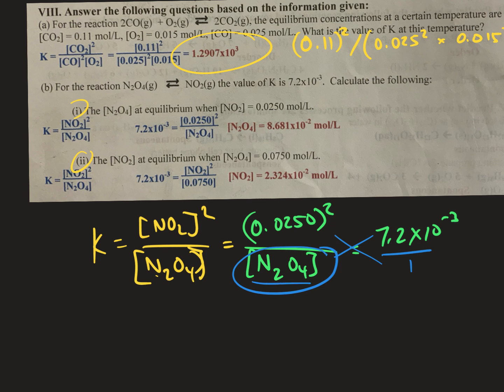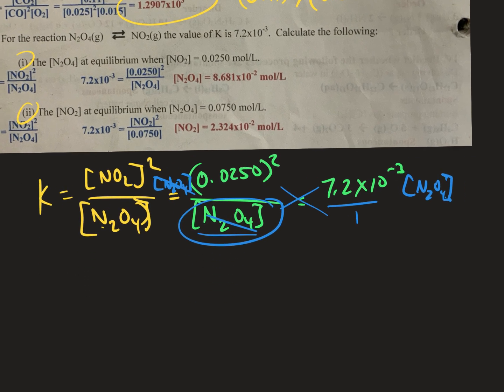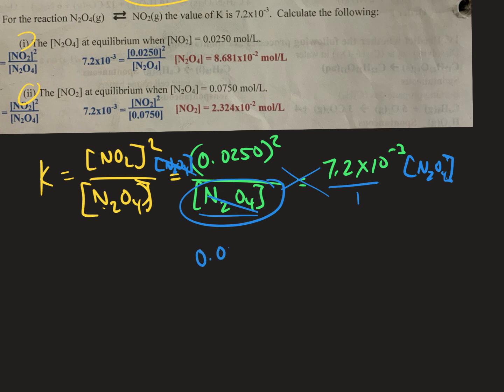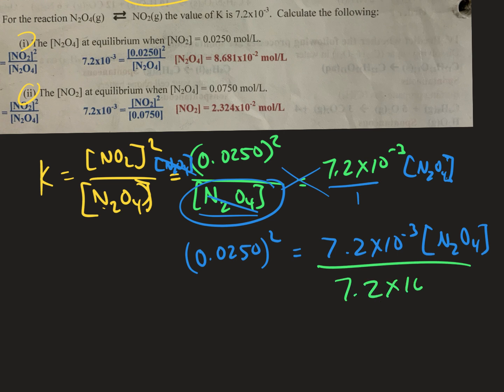If we do that to both sides, N2O4 goes away on this side, and we multiply the other side by N2O4. And so we get 0.0250 squared equals 7.2 times 10 to the negative 3 times the concentration of N2O4. You follow? Okay. Maybe if you do one step at a time and then rewrite it, it makes it clear. And then we divide both sides by 7.2 times 10 to the negative 3.